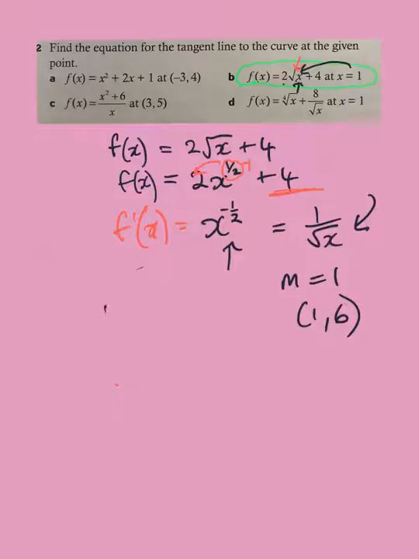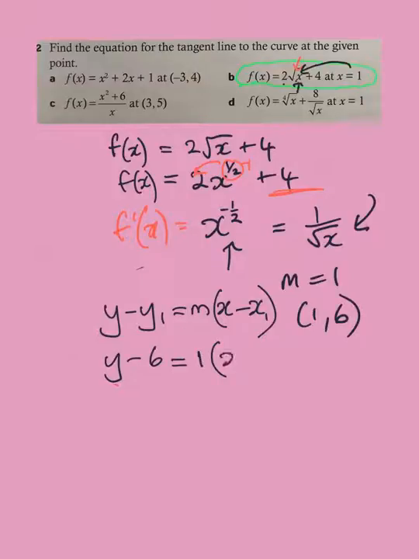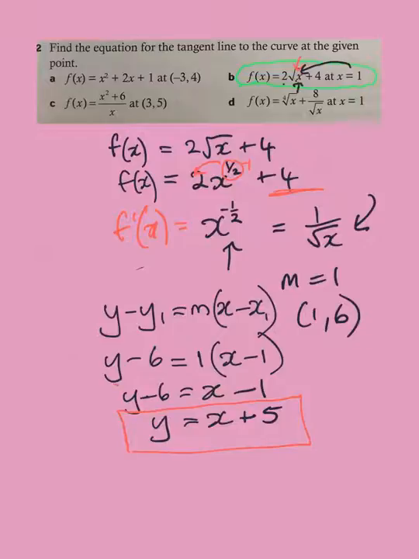So now I can use this equation to find out what the tangent is actually going to be. So y minus 6 is equal to 1 times x minus 1. So y minus 6 is equal to x minus 1. y is equal to x plus 5. And that's the answer, my friends. That's the equation of the tangent line to the curve at that given point.